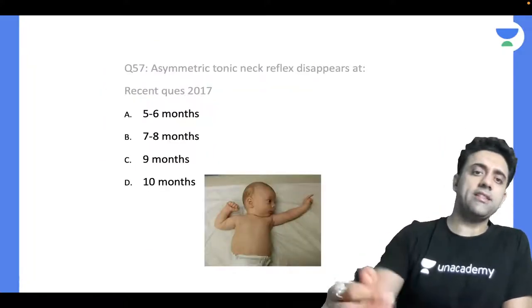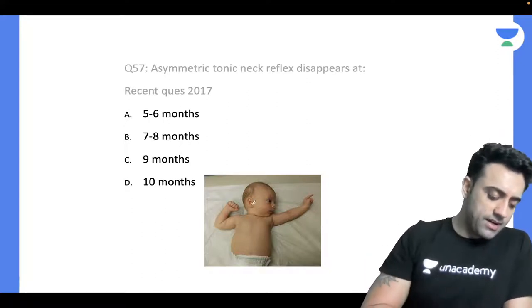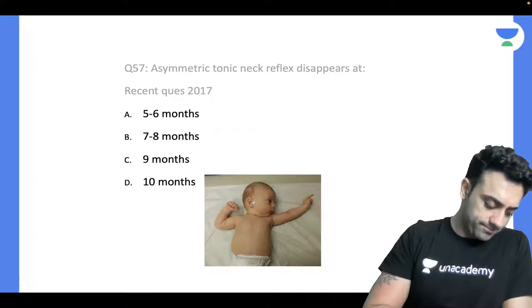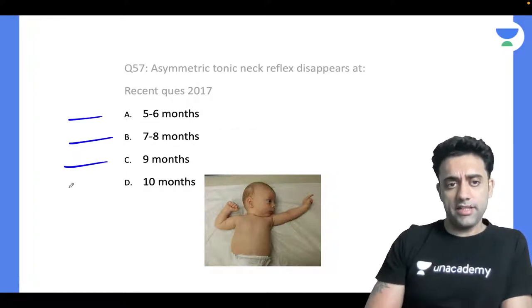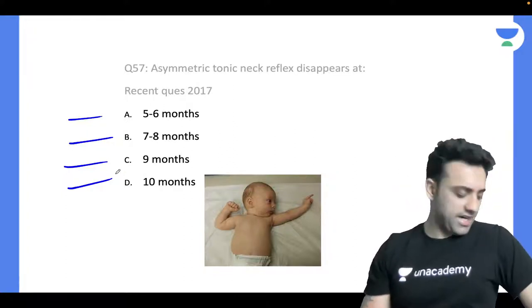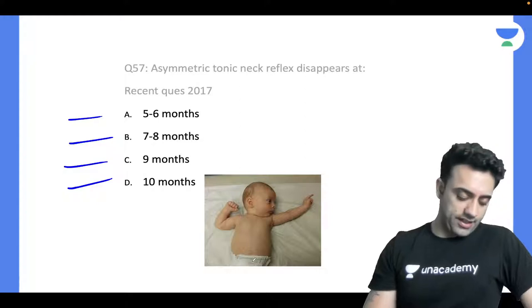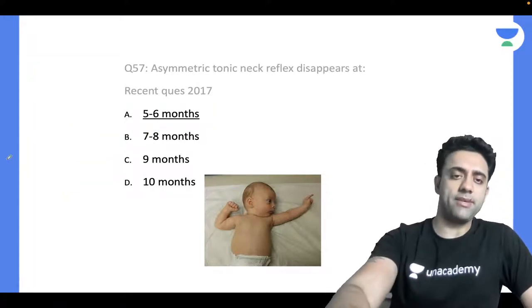Okay, MCQs. Asymmetric tonic neck reflex disappears by how many months? A, B, C, D. 5 to 6 months, 7 to 8 months, 9 months, 10 months. What is the best answer? Usually it disappears by 6 months. Yes, A is the best answer.